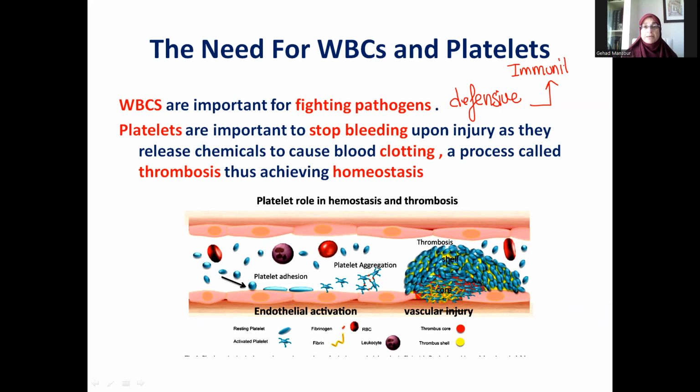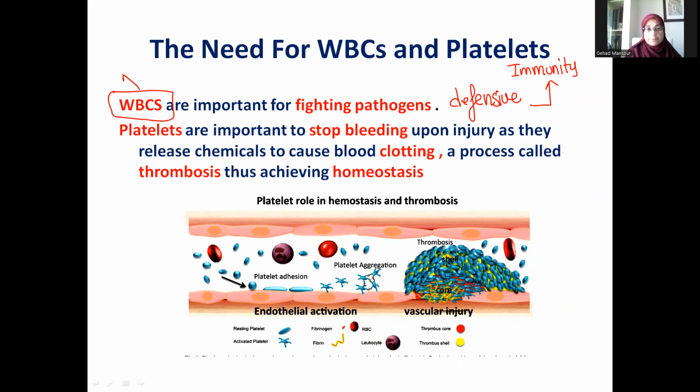So the defensive mechanisms in the body can be non-specific, directed towards any pathogen in the body, in which case we just call them defensive mechanisms. But if a particular pathogen is targeted, then it's no more general defensive mechanisms, but immune mechanisms or immunity. Whether you're talking about general non-specific defensive mechanisms or specific immune mechanisms, they are carried out by white blood cells.